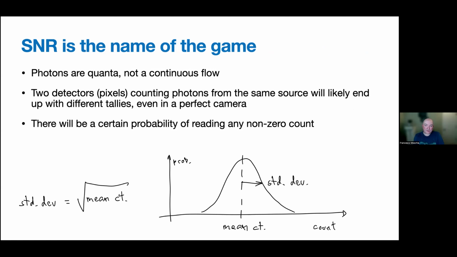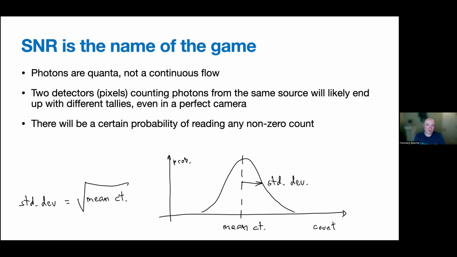So light is not a liquid. Photons are not coming as a continuous flow, but arrive one by one. They are quanta. And the result of this is that their arrival is described by a statistical property that has the statistical properties of a Poisson distribution. It was studied by Poisson. Rare events behave in a certain way.